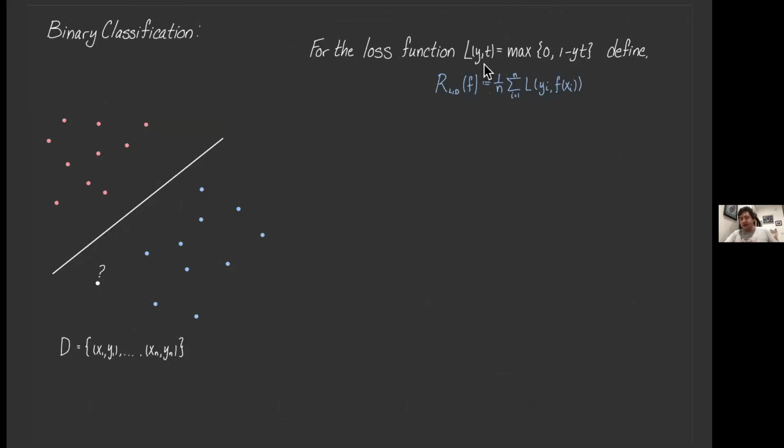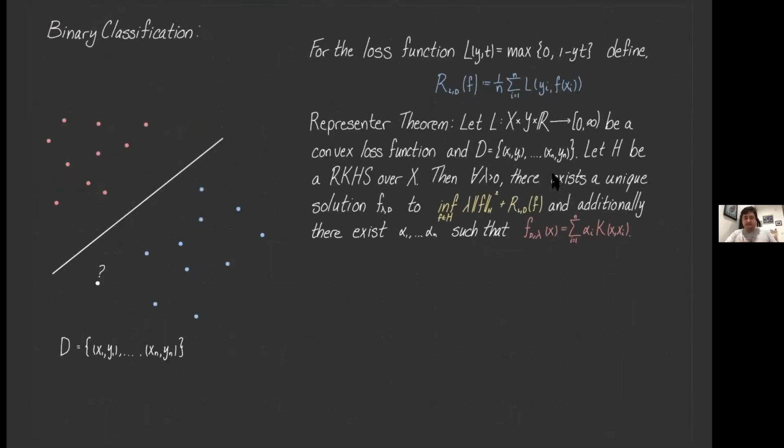Right. And so we could take what's called the empirical risk for your data set. Again, this is your data set down here. Right. And then essentially solve our minimization problem over this space. And so we have this thing called the representer theorem. So if we have a convex loss function, and D is our data set, we're going to let H be just a reproducing kernel Hilbert space over our X.